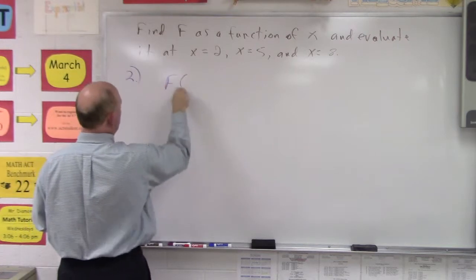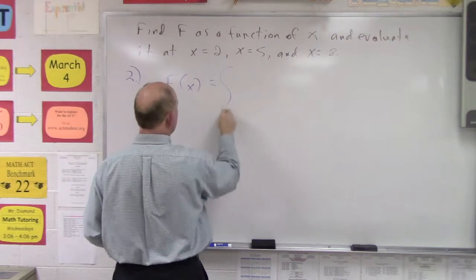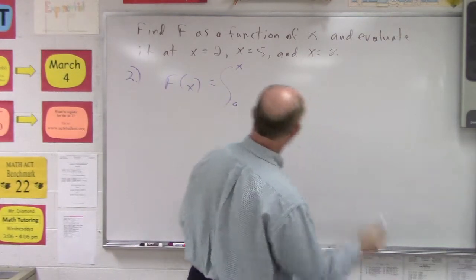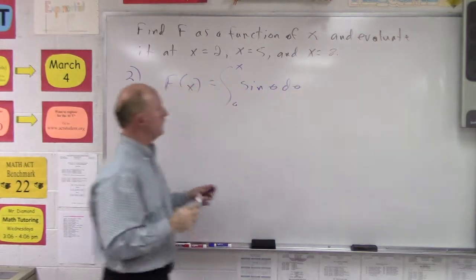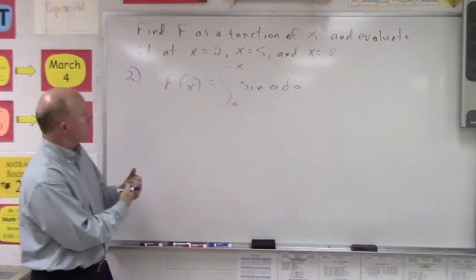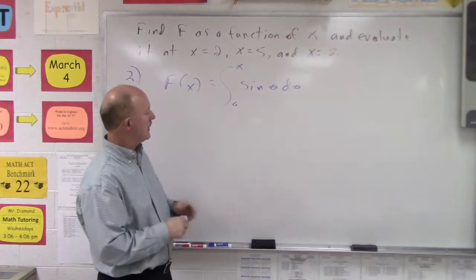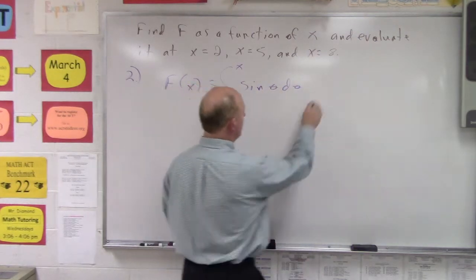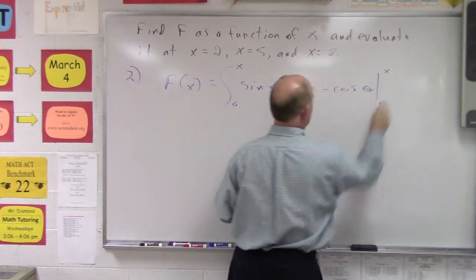Let's say f of x is equal to the integral from 0 to x of sine theta d theta. So instead of t, we're using theta. Keep in mind this will be the accumulated area between the curve and the x-axis from 0 to x of sine theta d theta. First thing we want to do is get our antiderivative. The antiderivative of sine is negative cosine, so this will be negative cosine theta from 0 to x.